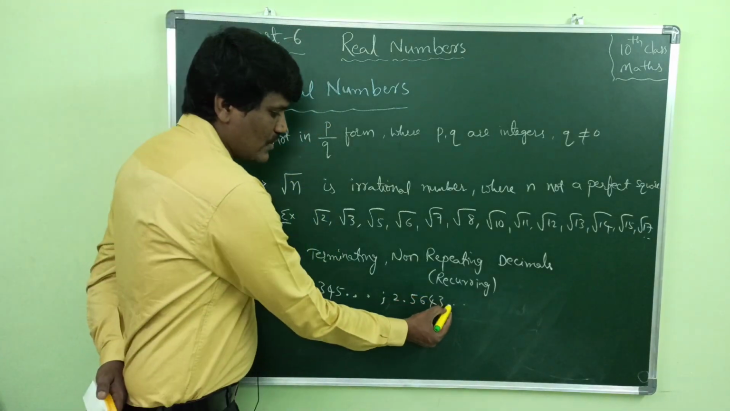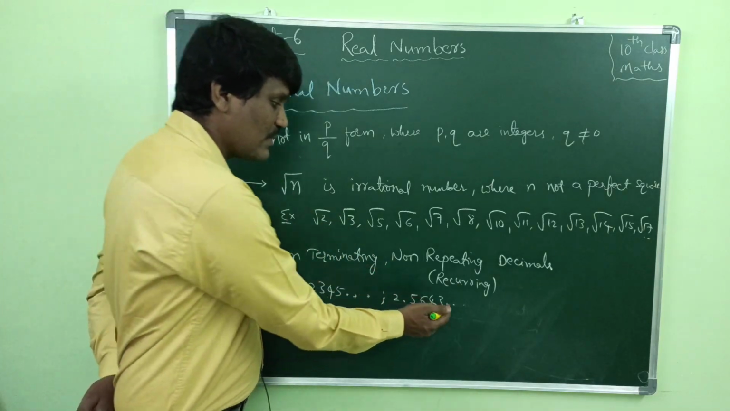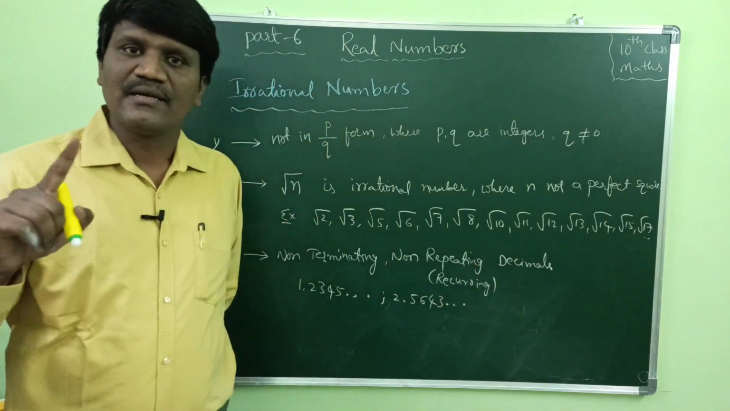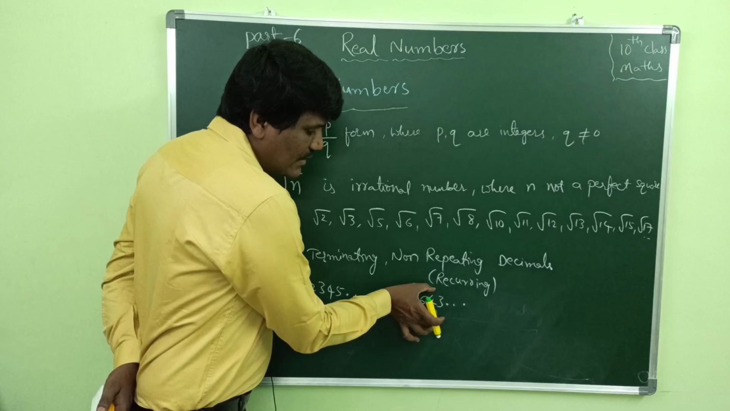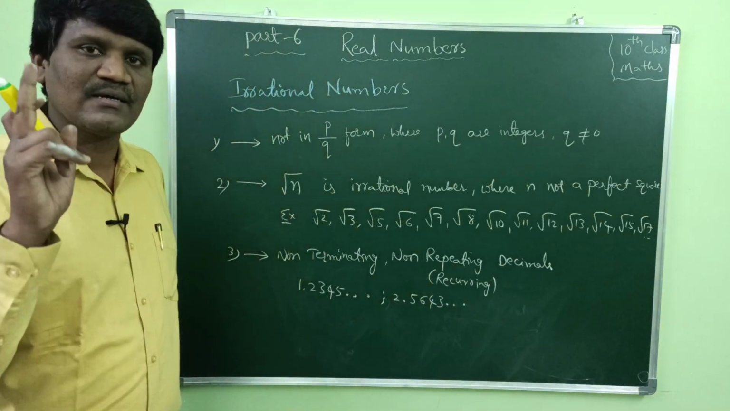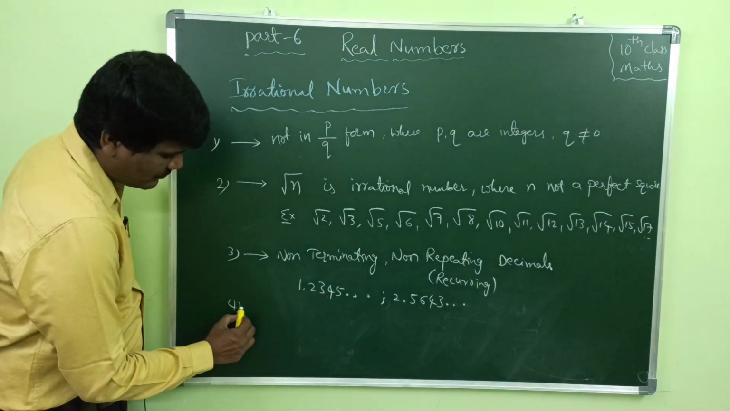This is also, the symbol is there, so it is non-terminating. If the symbol up to so on, 3 dots, is there, then this is non-terminating. Then we should check whether it is repeating or not. No number is repeating, so it is a non-terminating non-repeating decimal.